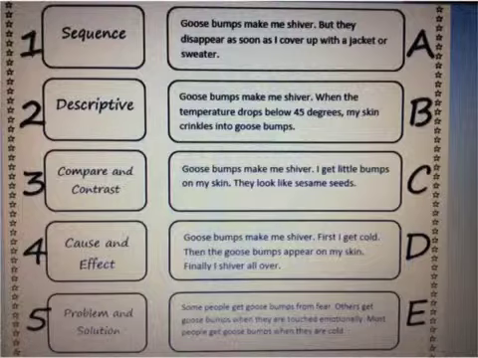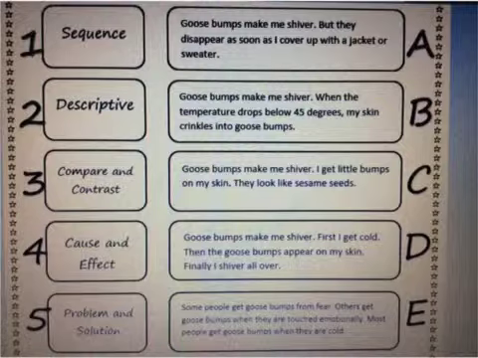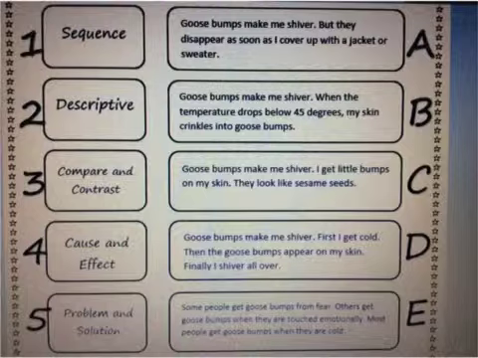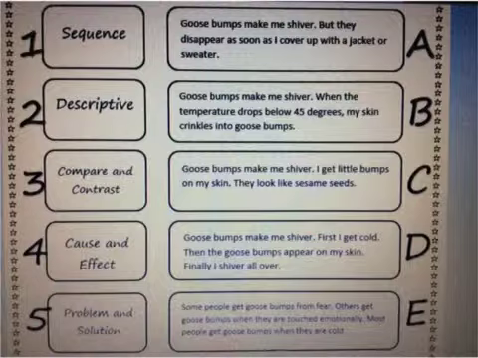Oh, no, because then it says they disappear as soon as I cover up with a jacket or sweater. So that almost sounds like a solution to a problem. Oh, so maybe A is problem and solution. Oh, yes, the problem is goosebumps are making me shiver. And so my solution is that I can make goosebumps go away by putting on a jacket or sweater. Okay, so A is 5. Okay, let's look at B.